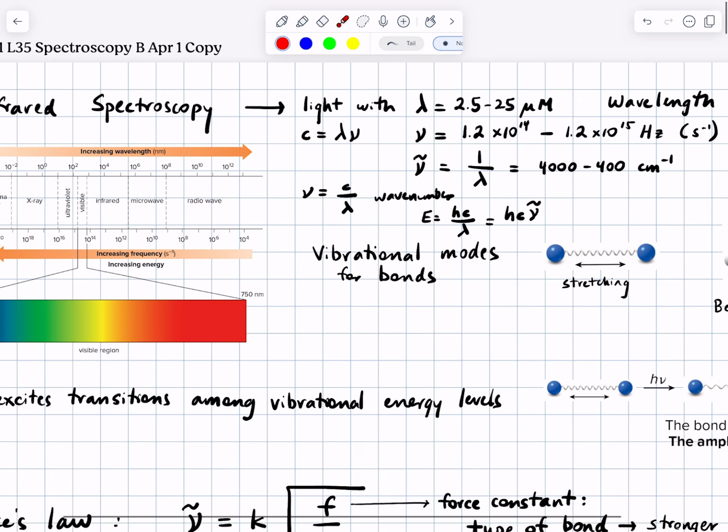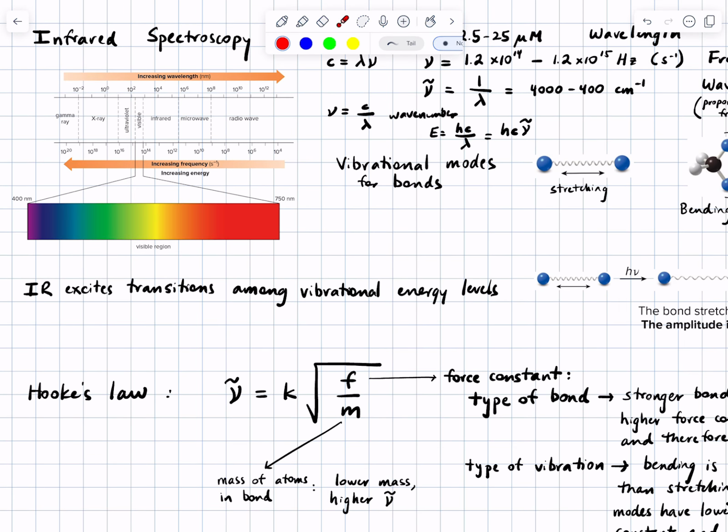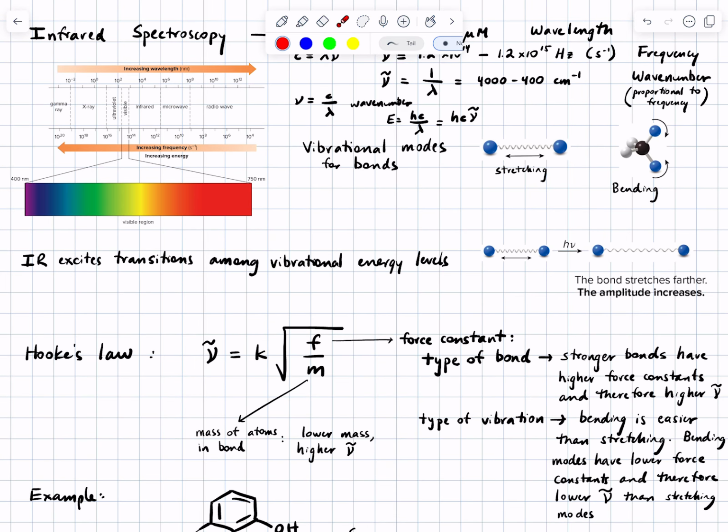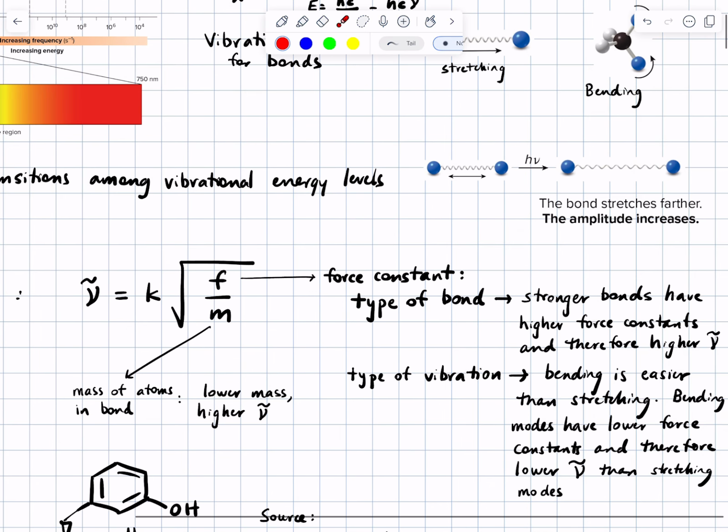Okay, so bond stretching. Now, what I'm going to show you here is not an equation that you're going to have to use for any purpose, but it's useful to know so you can have an intuitive sense for how to interpret an IR spectrum. The frequency or wave number of light that excites a vibrational transition is related to some rate constant, and then under the square root sign you've got a force constant, and then the mass of the atoms in the bond.